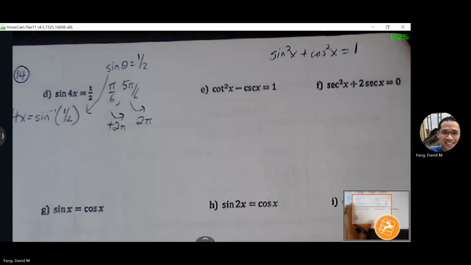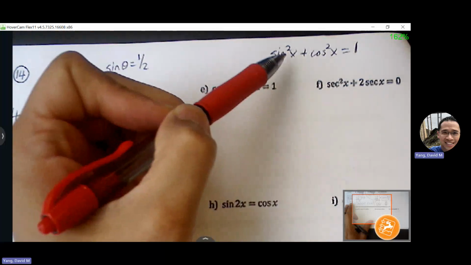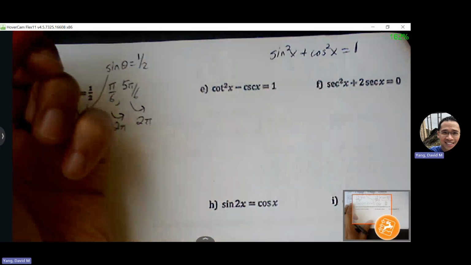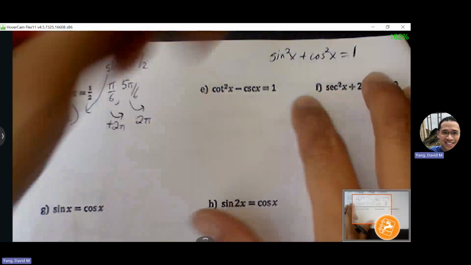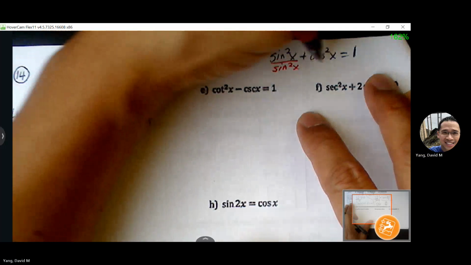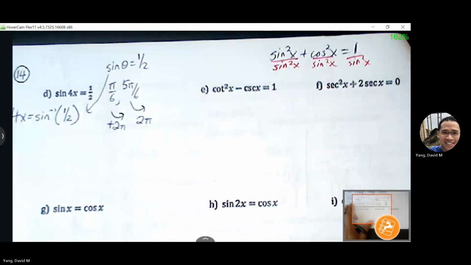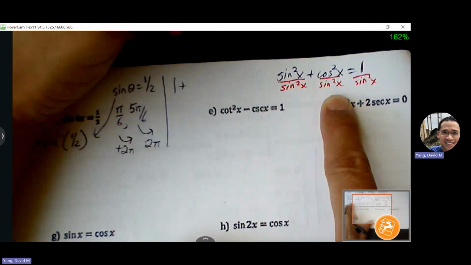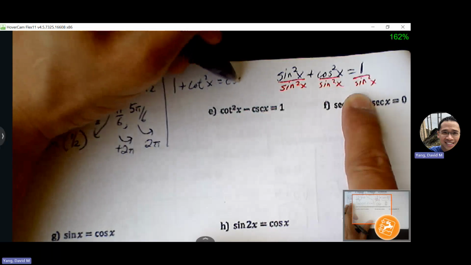Okay. So if I start off with sine squared plus cosine squared equals 1, if I divide everything by either sine squared x or by cosine squared x, it will turn into another identity that we can use. The one associated with these involves dividing everything by sine squared. So let's see what happens. Sine squared over sine squared is 1. Cosine over sine is cotangent. And 1 over sine is cosecant.